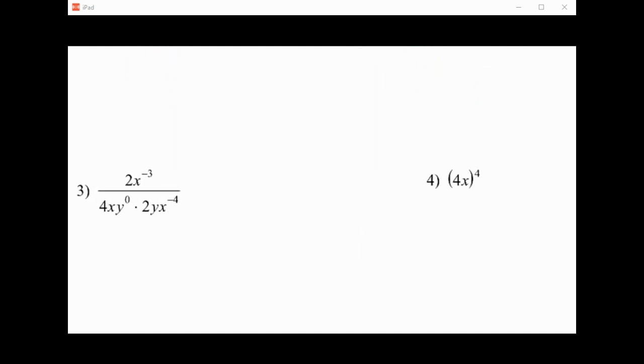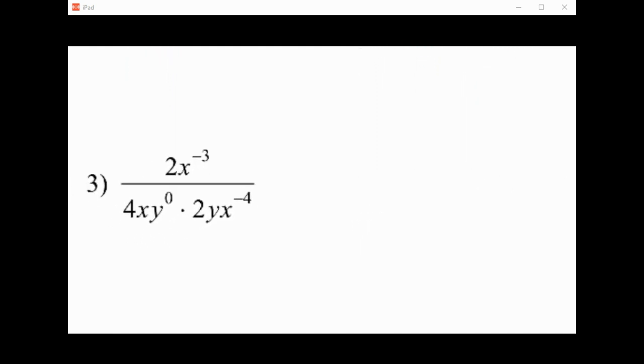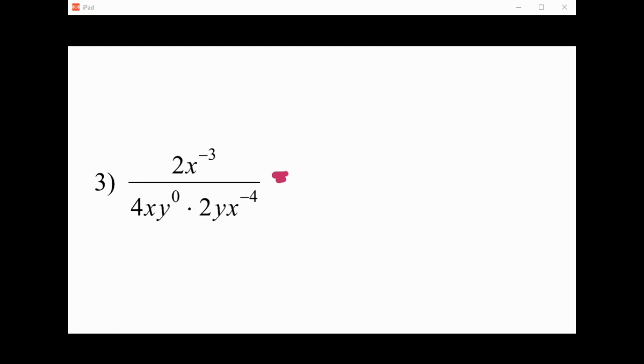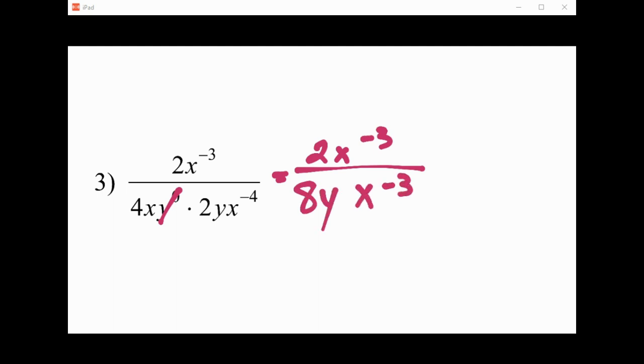Okay. So with this, again, the 0 just disappears, but only with the thing that it's actually touching. So I'm going to combine what I can. So 8y times x to the negative 3.